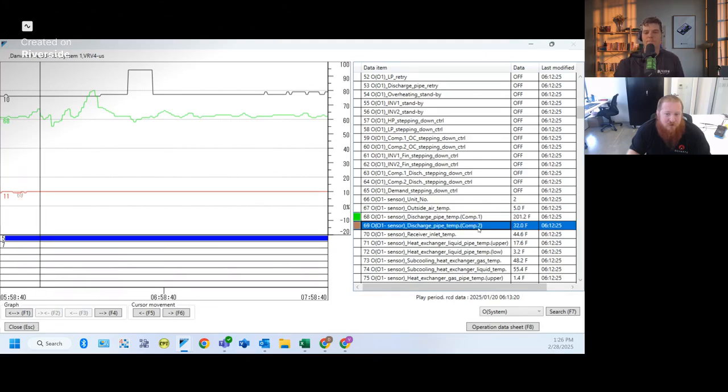But one thing that we're noticing right off the bat is that this discharge pipe temperature on compressor 2 is reading 32 degrees. Now, 32 is a valid number, but working with these Daikin systems, you know that when you see 32 or 254.6, it's usually a sensor that does not exist. So I'm pretty confident in saying that this is a single compressor system.